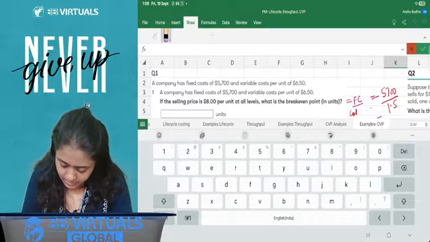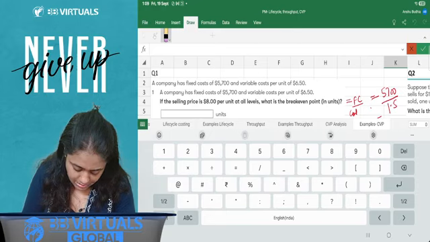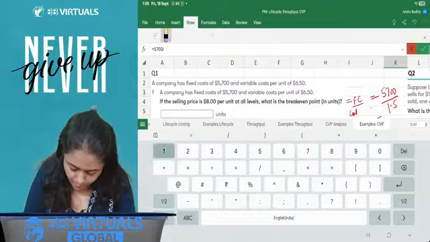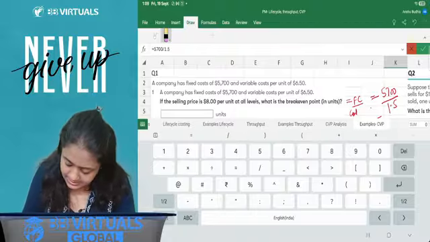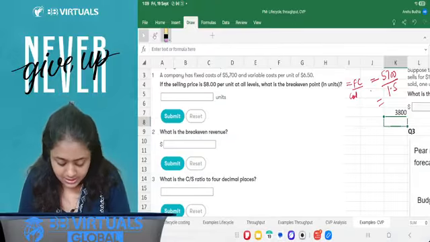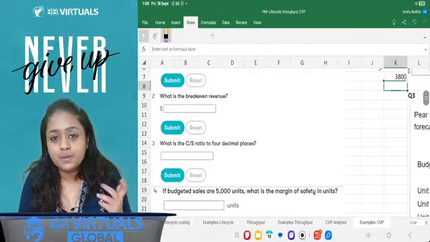Okay. Let's calculate. So that will be equal to 5700 divided by 1.5. I get my answer as 3800. So break even point in units is 3800. What is break even revenue?